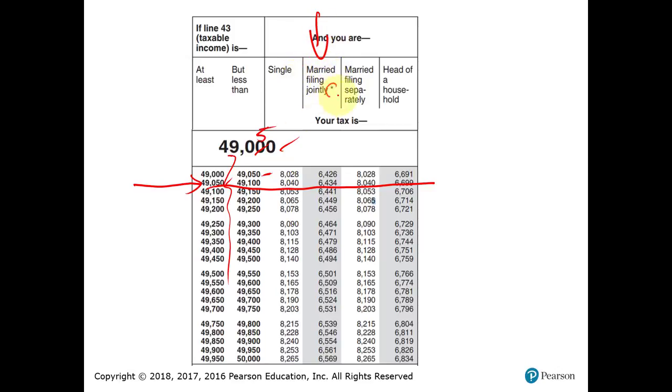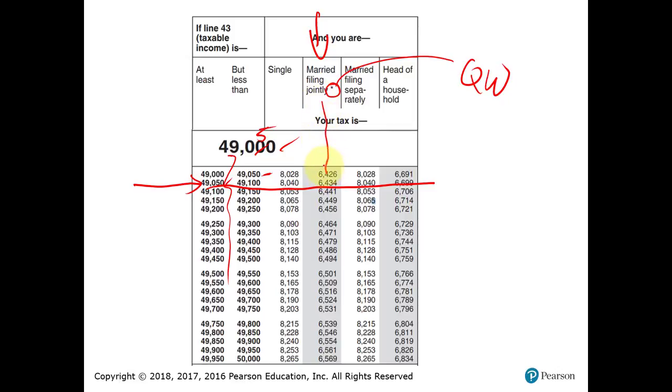You see this asterisk here? Remember there were 5 different filing statuses? Well, here I see 4 columns. This asterisk probably is saying that the qualifying widow or widower or the surviving spouse filing status would also use this married filing joint column.